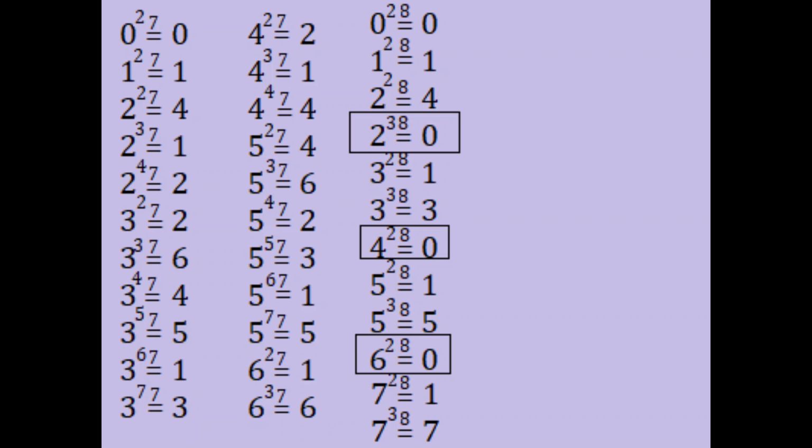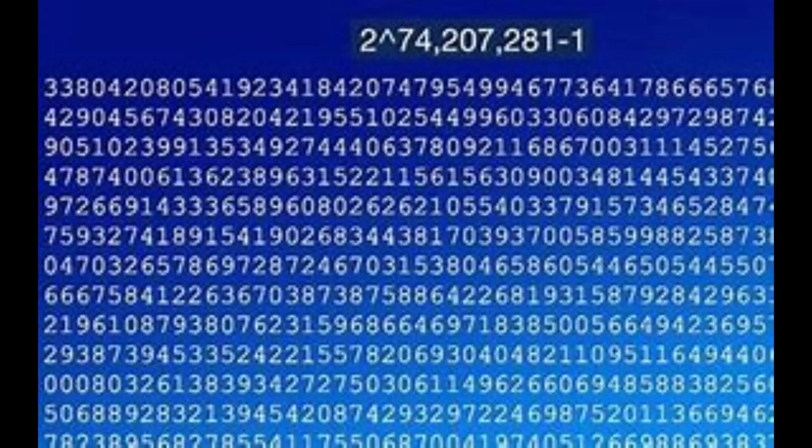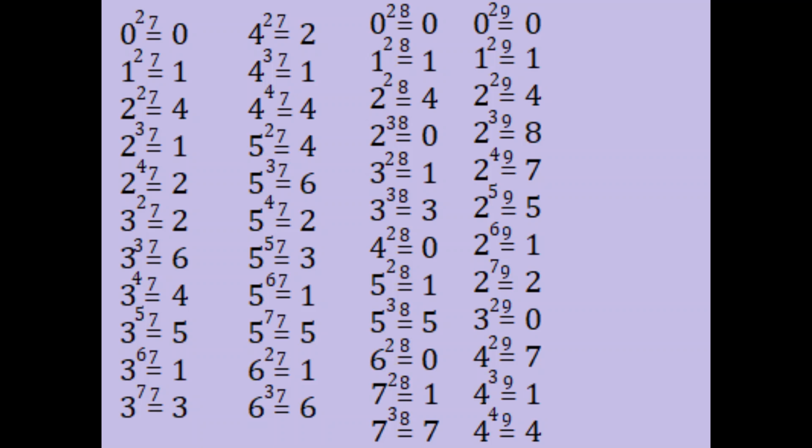So I guess the question is, it looks like 4 and 8, which have 2 2's in them. Maybe it's if you have 2 of the same prime factor. Well, 9 maybe will tell us. What does 9 do? 0 squared is 0, 1 squared is 1. 2 squared is 4. 2 times 4 is 8. 2 times 8 is 16, which is 7 base 9.